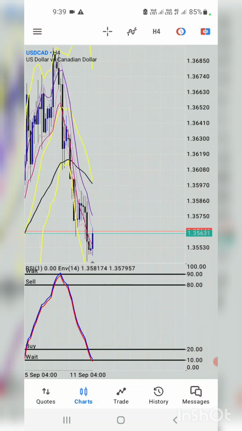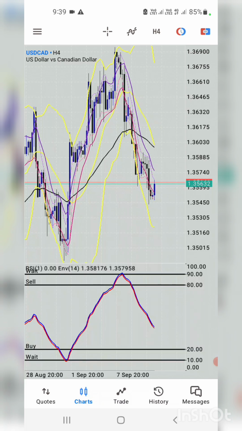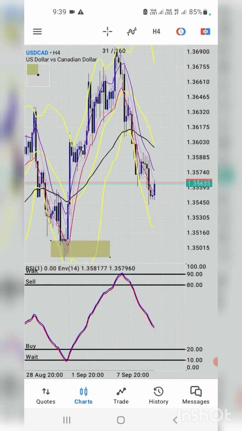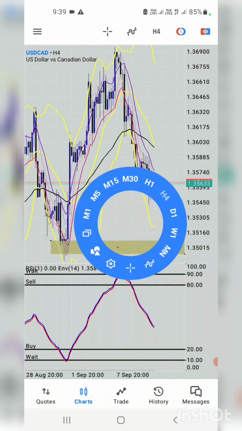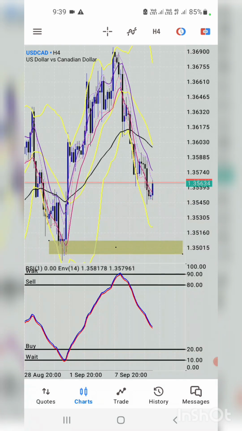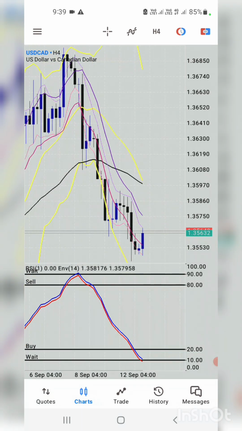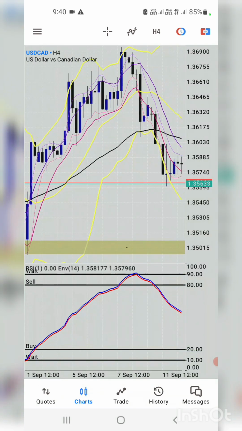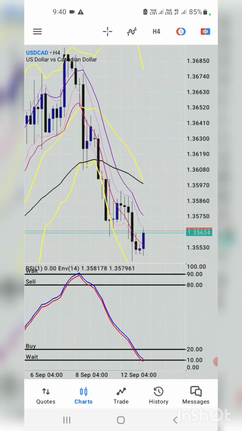Today I am on the USDCAD pair and I see the opportunity to sell because we have a demand zone below. So price will definitely come to this strong demand zone to take orders. So here I will be looking to sell.